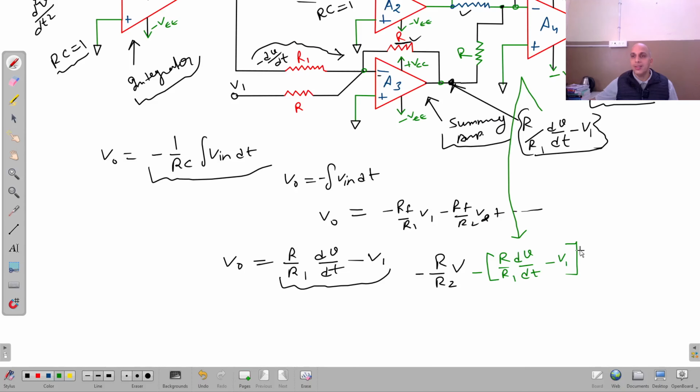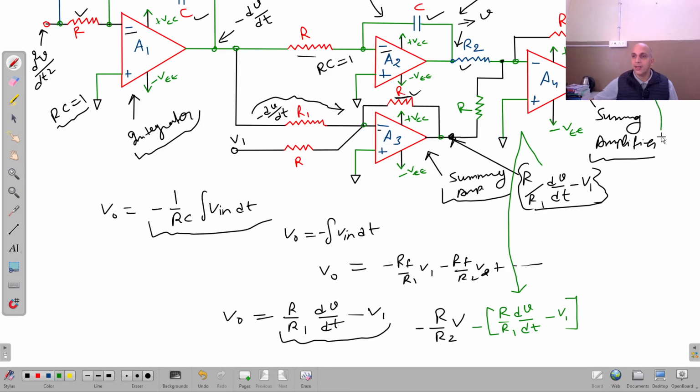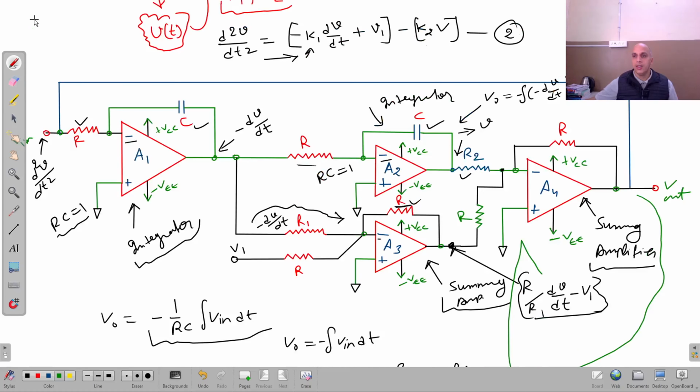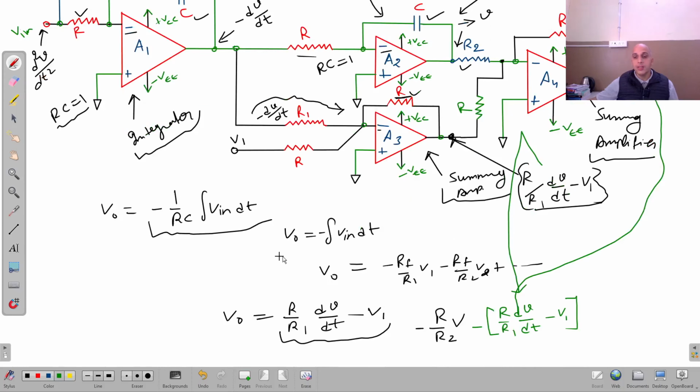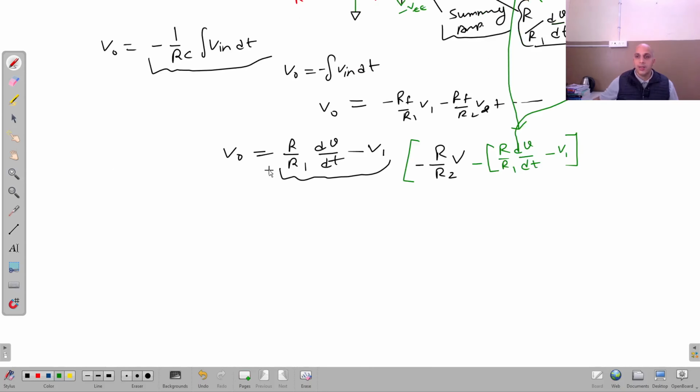Now this is the output that appears at this terminal B output, and this was the B input. Let me take it down. Now you can see here what the output is. I can expand it and write it. It will become minus R upon R2 into B minus R upon R1 into dB upon dt plus B1.